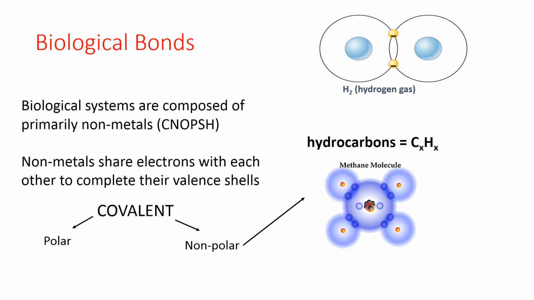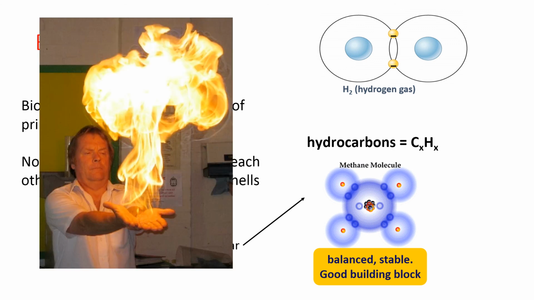Also, because of that equal distribution of charge, it makes those compounds pretty stable, and stable compounds make for good building blocks of living things. They don't break apart. It takes a little bit of energy to make these compounds. That means that when the compounds are broken apart, they release that energy and have quite a bit of it.